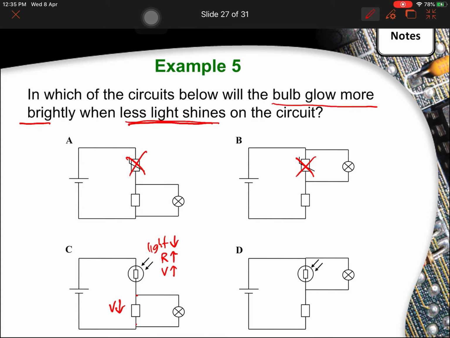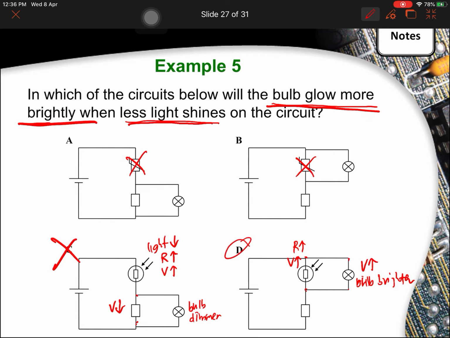If potential difference across this second part here, the resistor, decreases, it means that my bulb here, having decreasing potential difference, will become dimmer. But they want the bulb to glow more brightly, so C is wrong. Now let's look at D. So same thing, when light decreases, resistance here will increase. Resistance here increasing means potential difference across the LDR will increase. When potential difference across the LDR increases, if my bulb is connected across the LDR, it means that potential difference across the bulb has increased. And when that happens, my bulb will become brighter. So the answer is D.